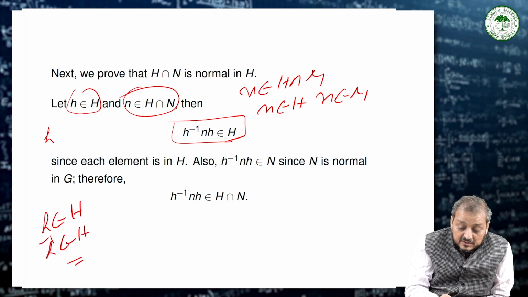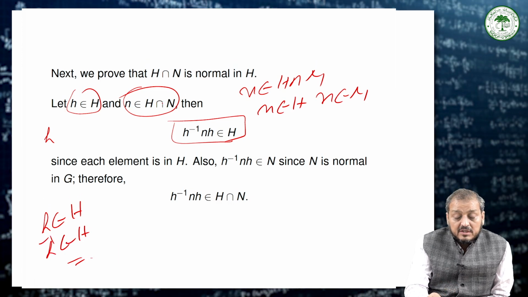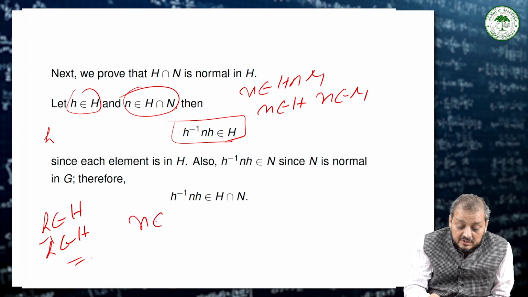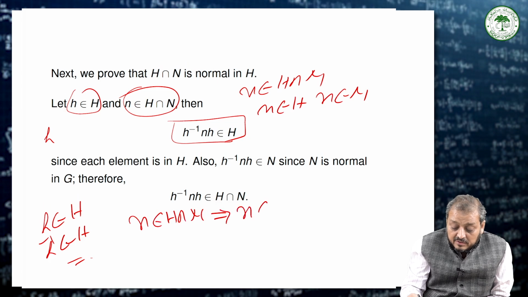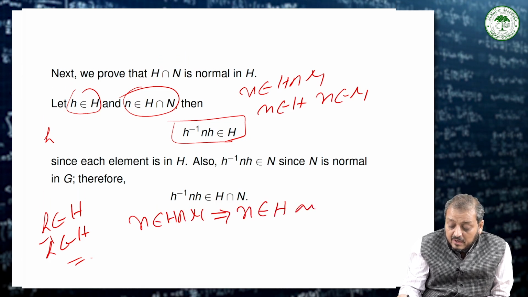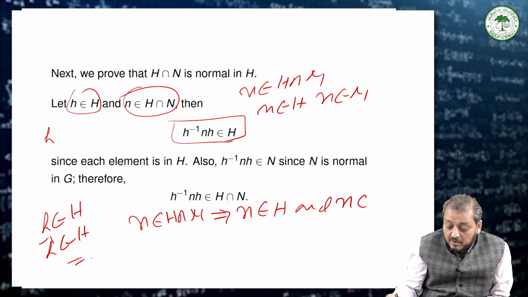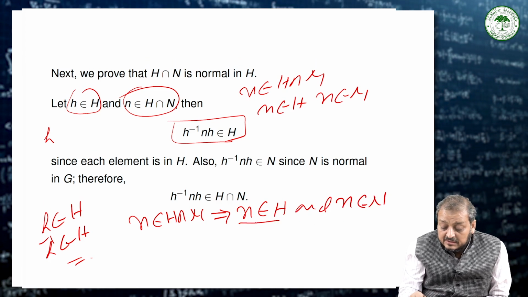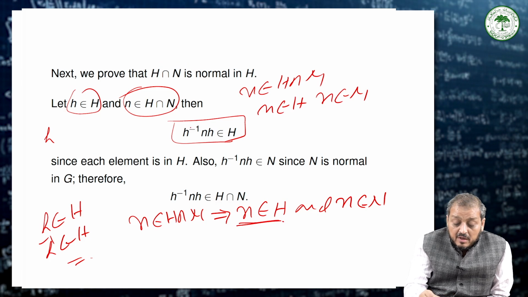This implies that by this property, n is an element of H intersection N. So if n is an element of H, then n is an element of H intersection N. This implies that we have n is an element of H, and n is an element of N, and then you can see that h is in H, and we have h inverse is an element of H.